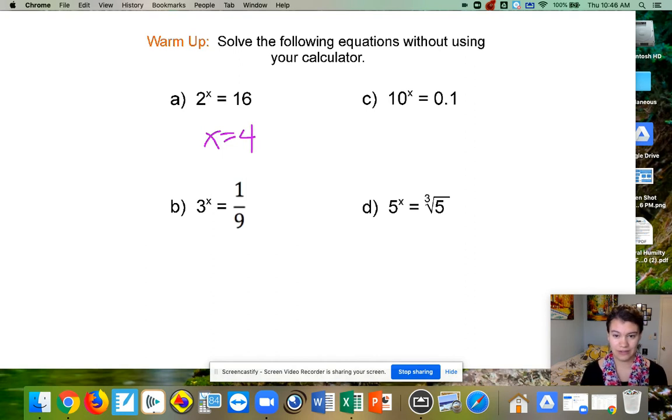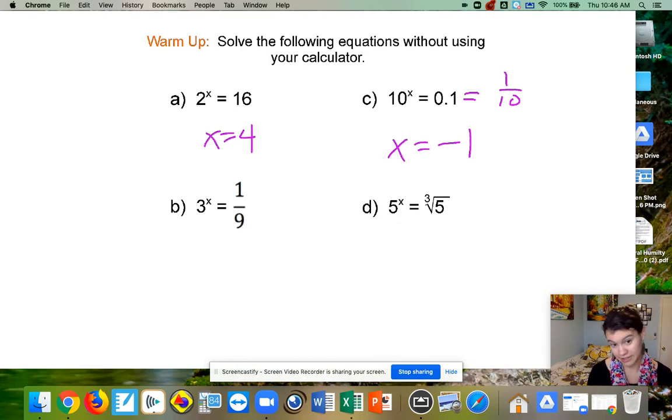Now we have 10 to the x equals 0.1. Well, we want it in terms of 10, so I'm going to rewrite this as 1 over 10. Now, we still have 10 to the 1 right here, but it's at the bottom. So to get something from the top to the bottom, you have to have a negative. So x is going to be equal to -1.